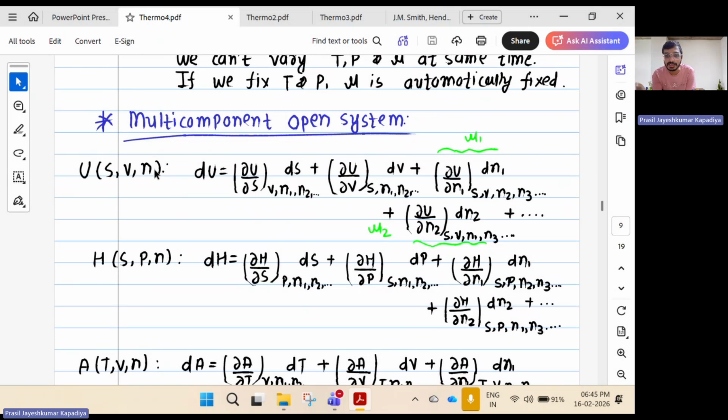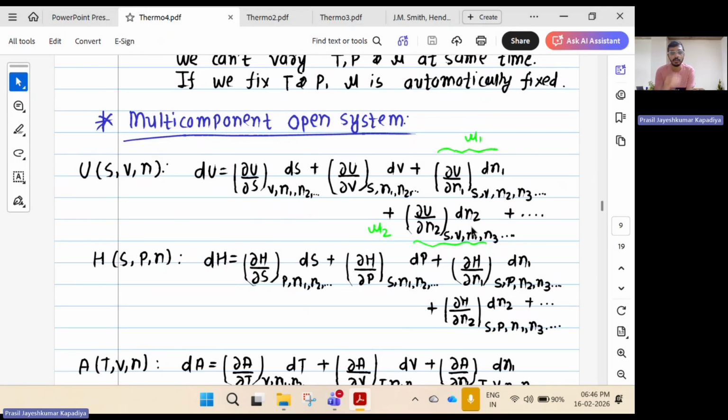So let's say n1, n2, n3 like that. So what can I write? dU is equal to del U del S at constant V and all n's constant, n1, n2 to n, into dS, plus similarly del U del V at constant entropy and all other n1, n2 to n constant, into dV, plus again del U del n1. Let's say I am first differentiating with n1, so del U del n1 at constant S, V, with only n1 varying and n2, n3 remaining constant, into dn1, plus del U by del n2 at constant S, V, n1 and others into dn2.